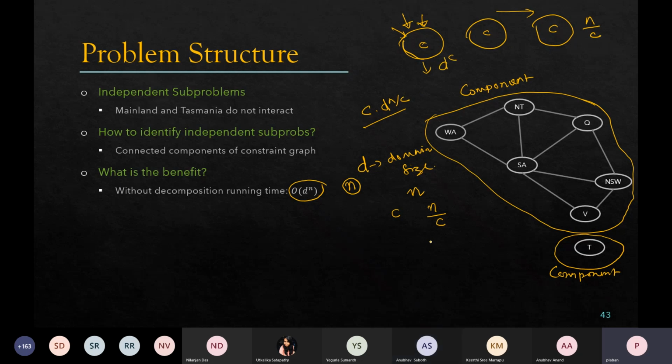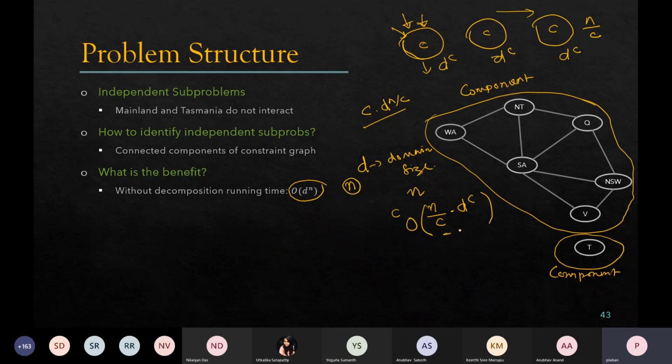So the overall running time, if we consider, the cost for each will also be d to the power c. So overall running time would be order of n by c times d to the power c. Do you agree with this? Yes, sir. I thought it was the other way around, like there were c divisions. Okay.